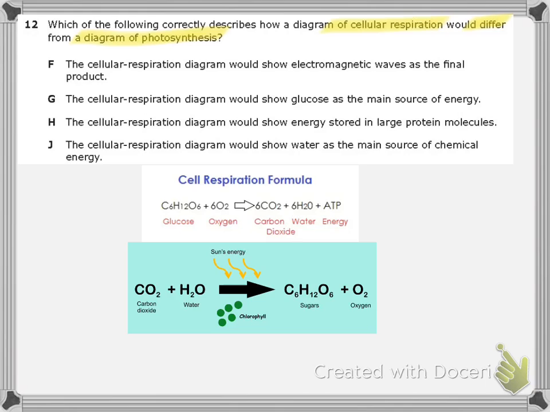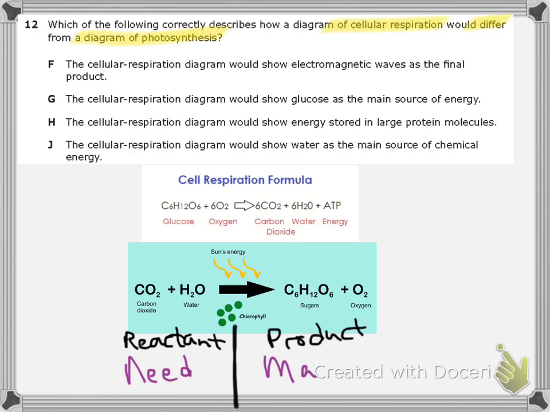So, step one, I also want you to observe that the products of one are the reactants of the other. In other words, they each need what the other one makes, so they're connected like that. And remember, reactants are the need, products are the make, right? Reactants are the need, products are the make. Alright, so here we go.